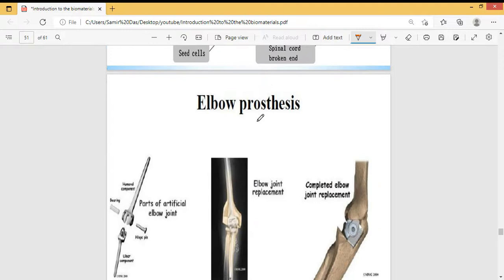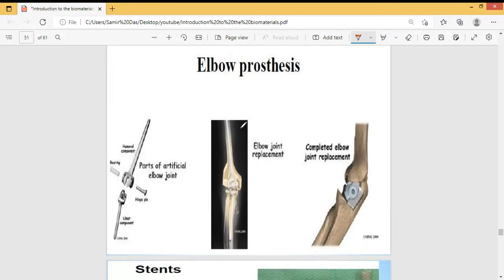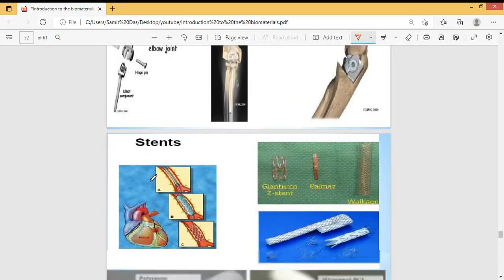Now we come to the elbow prosthesis. This is basically similar to the knee joint prosthesis. In case of elbow prosthesis, there are two parts as well. In between, we use a metallic screw or fixation, and there are also two types like hip prosthesis. One is complete elbow joint replacement, another is only the upper part or the lower part of the elbow prosthesis. We will discuss those again in the upcoming days.